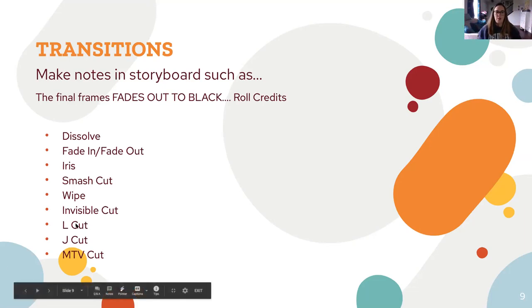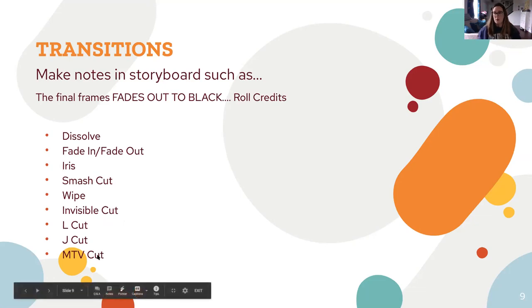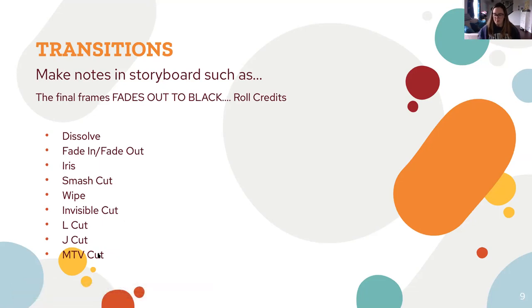And then we have the audio cuts. So the L cuts and the J cuts, where you could say music continues but the next scene starts, or the audio starts before the actual scene cuts. And then we have the MTV cut. Maybe you're deciding to do a music video and you're making note that you're making cuts on the beat.